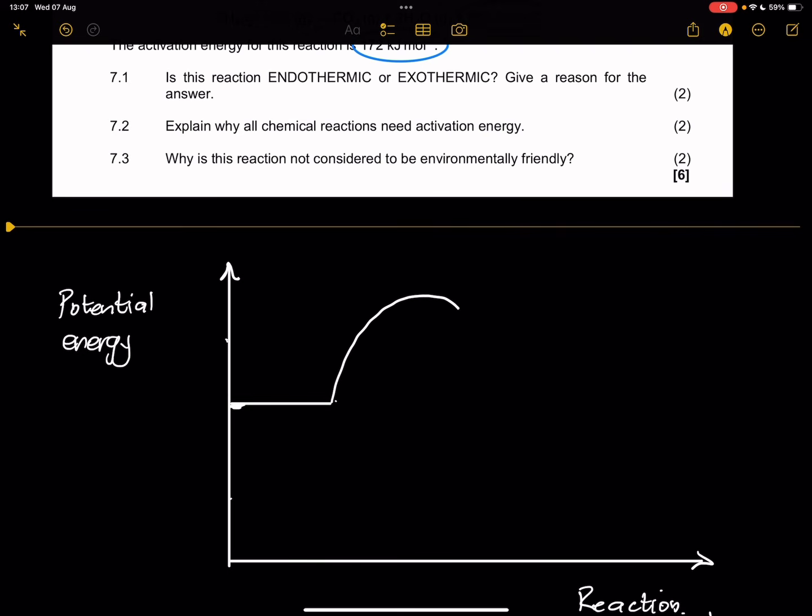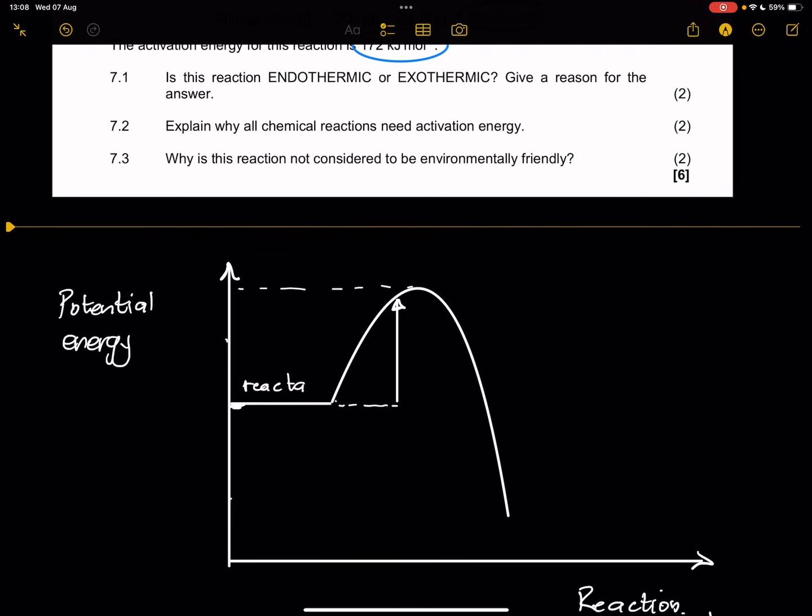Note this, very little energy is absorbed. So to get to that activation energy at the top there, this would be whatever the activated complex is minus the energy of the reactants. So these are our reactants.